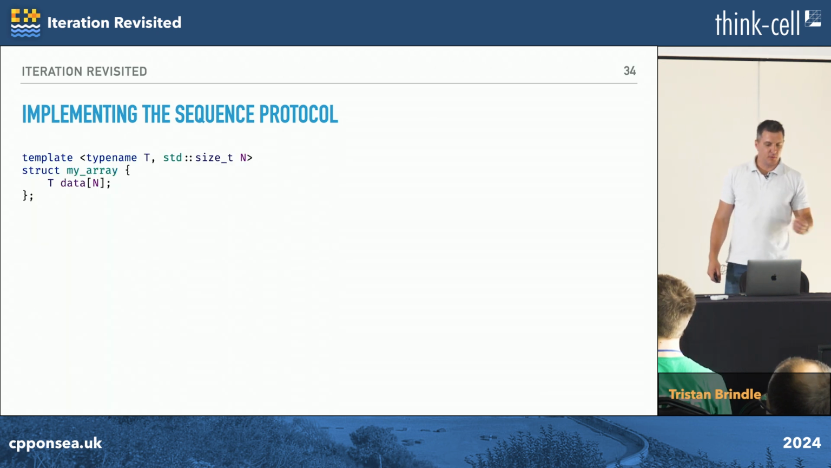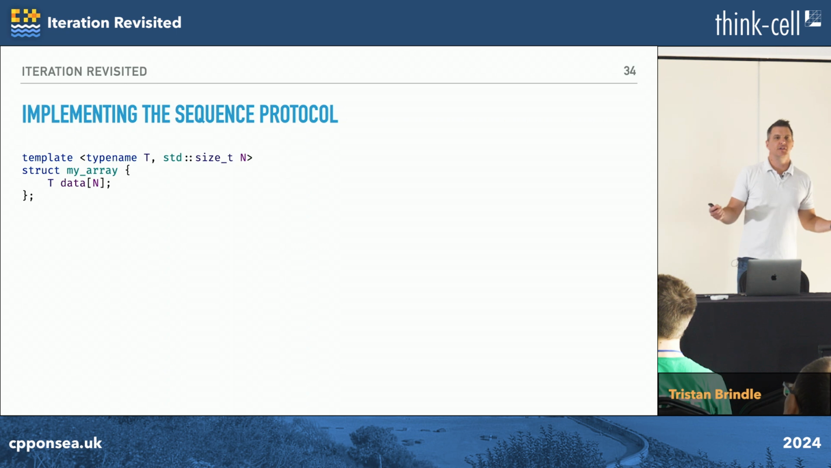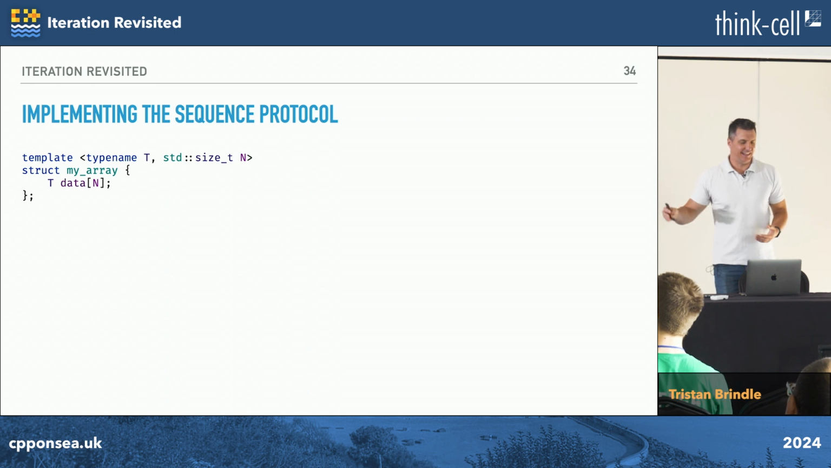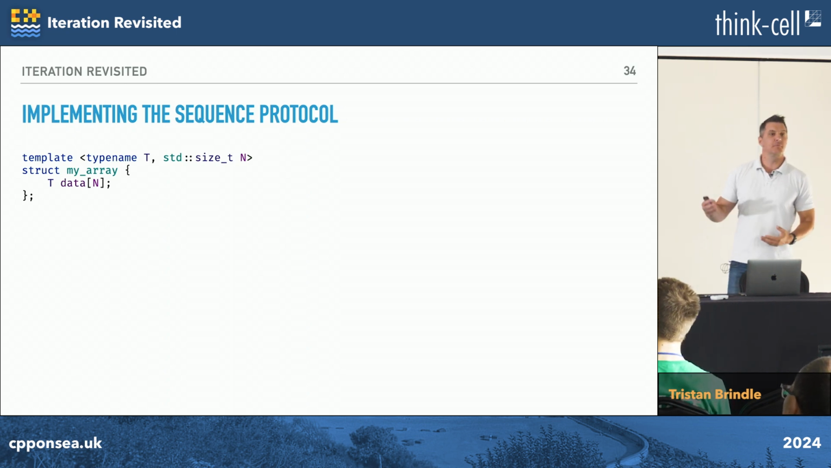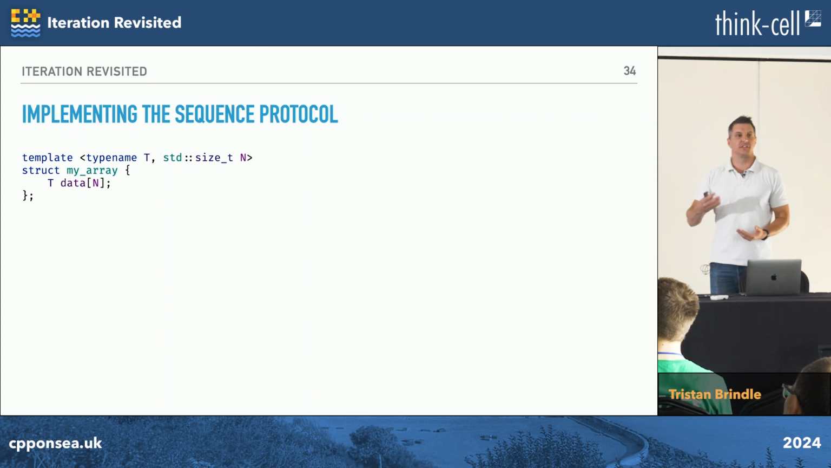We've got this little type called myArray. It's pretty much the equivalent of standard array. The standard array already has an implementation in Flux. So we've got this type myArray, and what we want to do is turn this into a sequence so that we can use it with our Flux algorithms. So how do we do that?